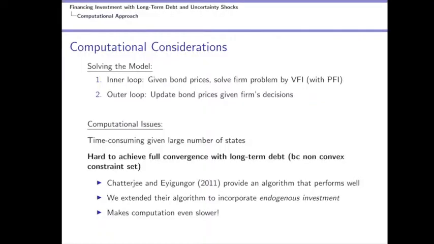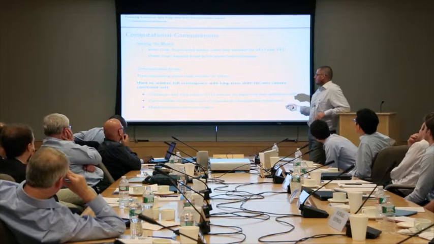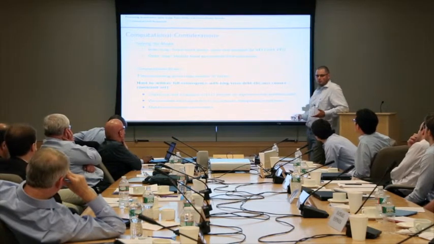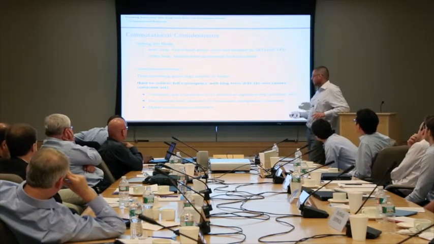So this is easy to do. Now we have an outer loop that will update the bond price. Right? Now that I have my new firm policy, let me update the bond price. Now I have my new bond price, let me update firm policy. Right? The problem with this is, well, number one, it's very time consuming because we have lots of states. Right? It's a big problem.